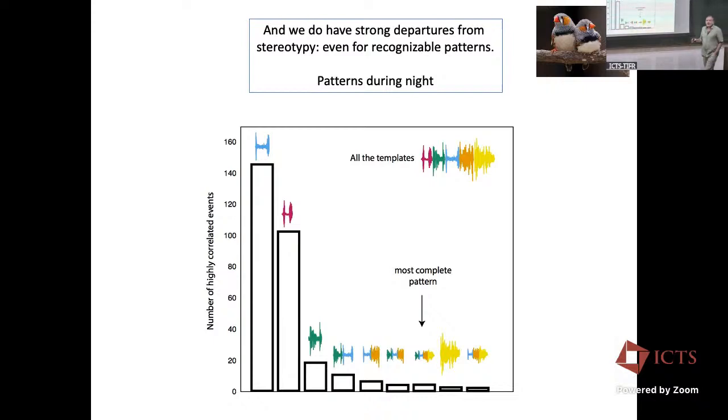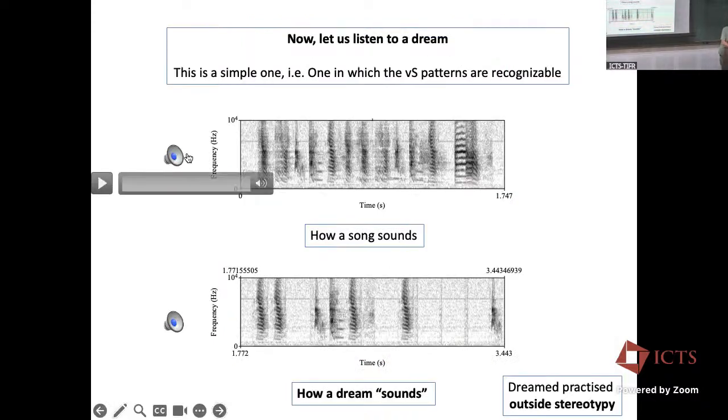So when I saw that, I said, well, the first thing I want to do, I don't know whether it's useful or not, I want to listen to this. So I took a segment of the syringeal muscle activity, and that was well correlated with what was produced during the day, and I took segments of the song that were associated to the segments, put them together, and listened to a bird's dream for the first time. It was very tempting to do that. So this is the song that this bird was singing.